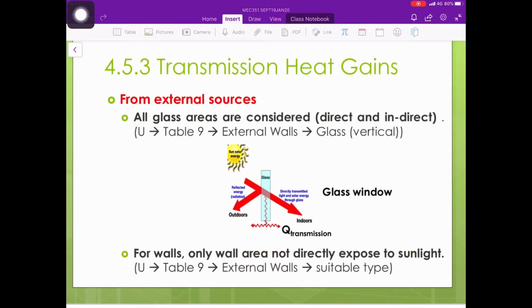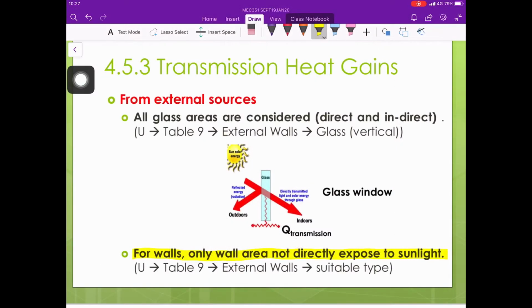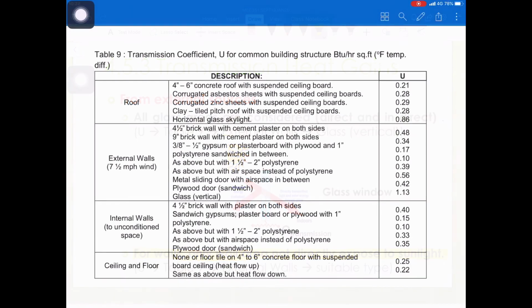Transmission heat gain from the external sources. We are going to consider all glass area, regardless of whether they are directly or indirectly exposed to the sun. The value will be taken for the glass vertical from table 9, external walls. However, for walls, we are only going to take the wall area that is not exposed to the sunlight. The value for the transmission coefficient U can be obtained from table 9.